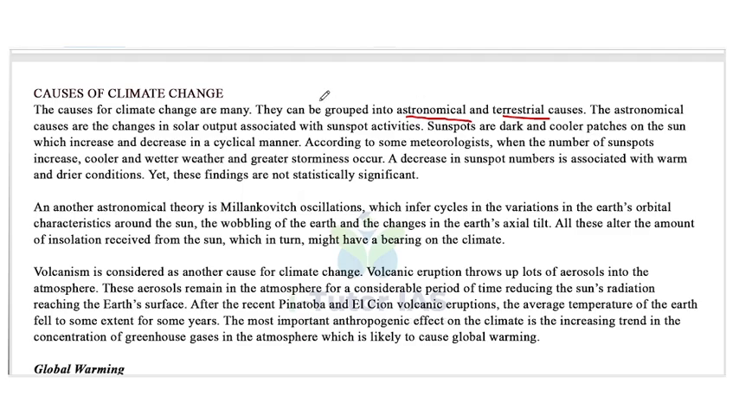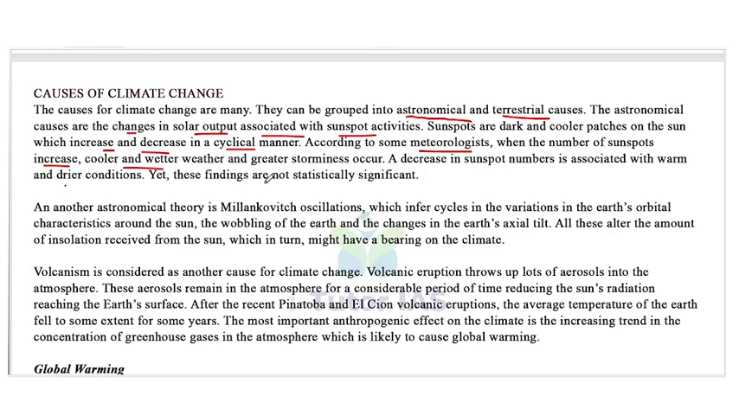The astronomical causes are the changes in the solar output associated with sunspot activities. Sunspots are dark and cooler patches on the sun which increase and decrease in a cyclical manner. According to some meteorologists, when the number of sunspots increases, cooler and wetter weather and greater storm winds occur. A decrease in sunspot number is associated with warm and drier conditions.